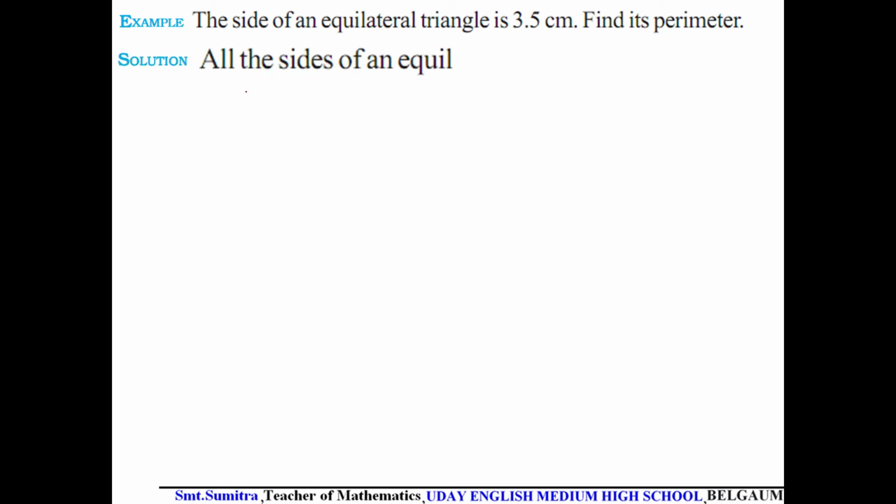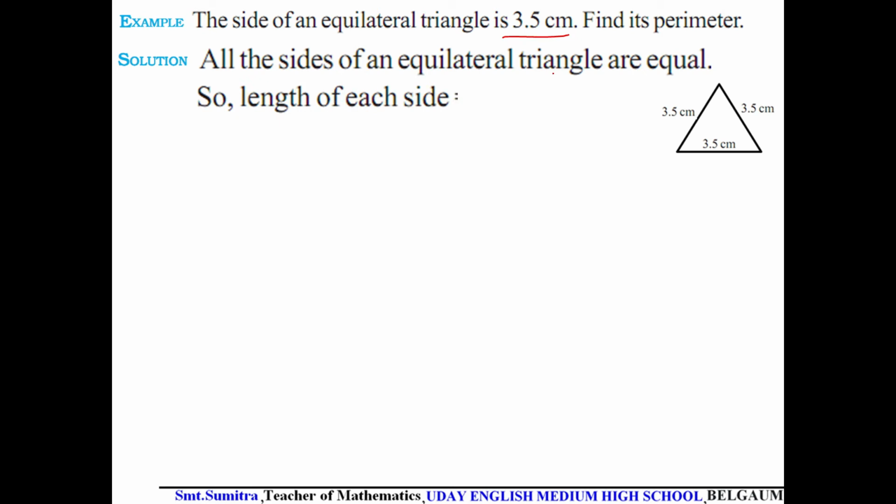Copy the question. I will answer this one. All sides of an equilateral triangle are equal. Each side is having 3.5 centimeter. Question is perimeter. Perimeter is nothing but sum of all the sides or 3 times the side. 3 times 3.5 centimeter. First you multiply 3 into 35. This answer is 105. So here after decimal point only 1 digit is there. The answer is 10.5 centimeter.